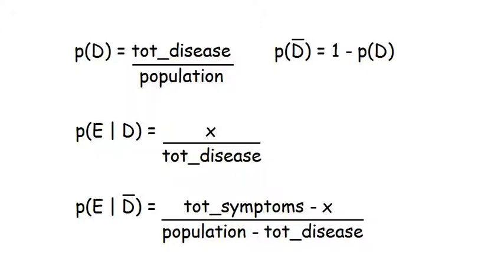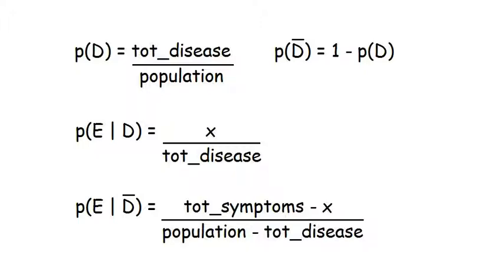The probability that a person shows the combination of symptoms we're looking at, assuming that he has the disease, is the total number of people who both have the symptoms and the disease, that's X, divided by the total number of people with the disease.